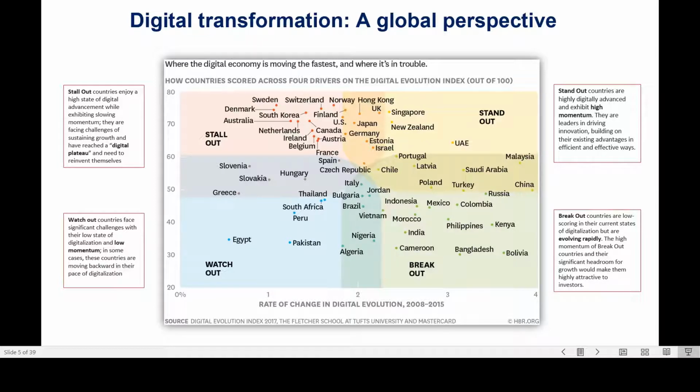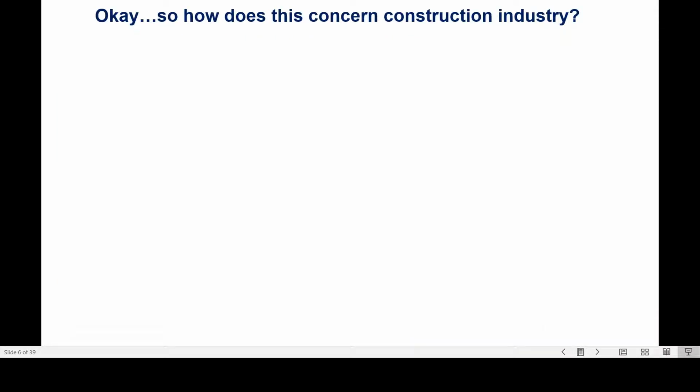So this is just a global picture, and whoever you are watching this presentation, you might want to see if your country is represented and whether it is a stall out, a standout, or a watch out country. In some cases, you see there's some overlap. For example, Algeria, Nigeria, Brazil, and Vietnam are somewhere between watch out and breakout, whereas Hong Kong, Japan, and the UK are somewhere between standout and stall out. So we'll see how it goes. But that data is from 2015 anyway, so it might be a little outdated.